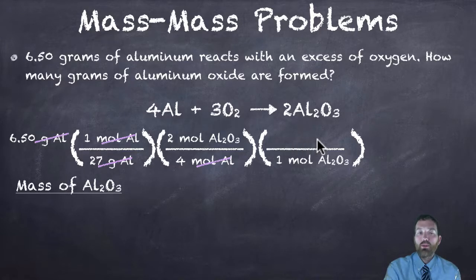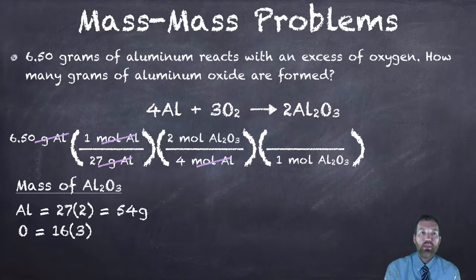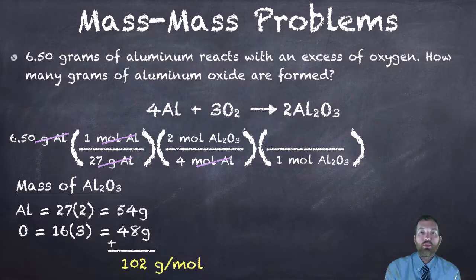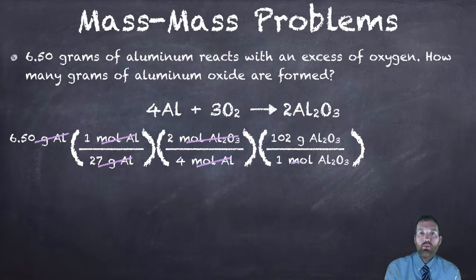So to do that, I need to go to the periodic table, maybe set up a little chart like this. Aluminum oxide contains 2 aluminums and they each weigh 27. So 27 times 2 is 54. It has 3 oxygens and they each weigh 16. So 16 times 3 is 48. If I add those two numbers together, I will get 102 grams. Okay, so now moles of aluminum oxide will cross off with moles of aluminum oxide, and I'm left with grams of aluminum oxide, exactly what they are asking for in the problem. That's how I know I'm done with my brackets, and I can punch this into my calculator.